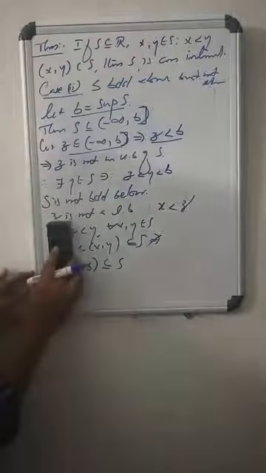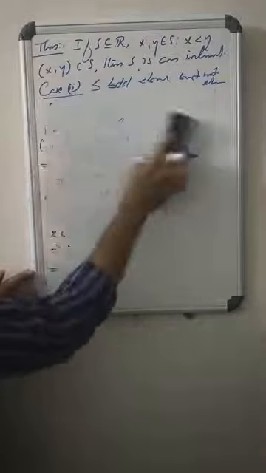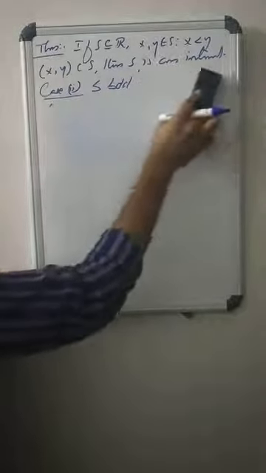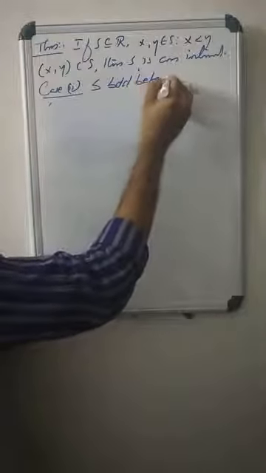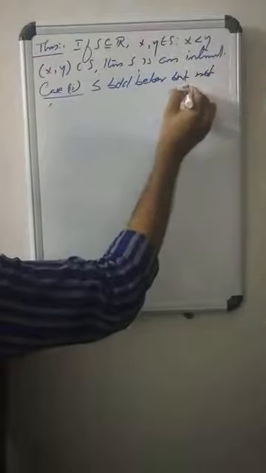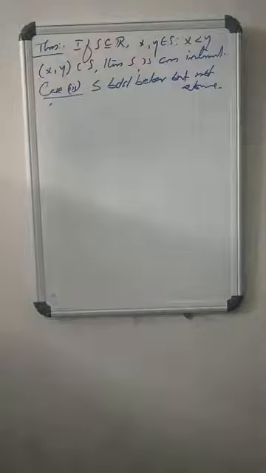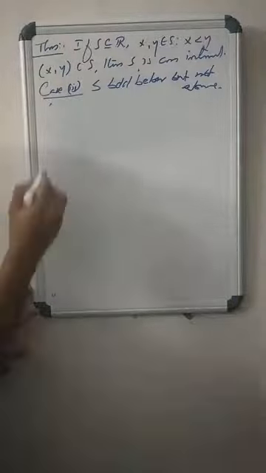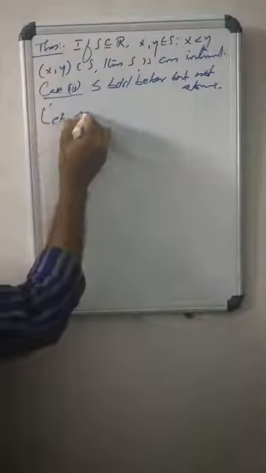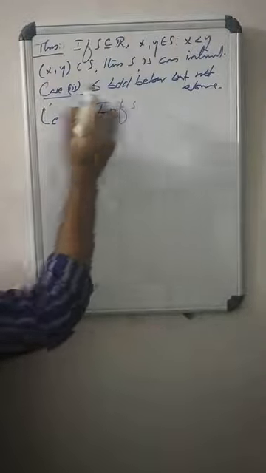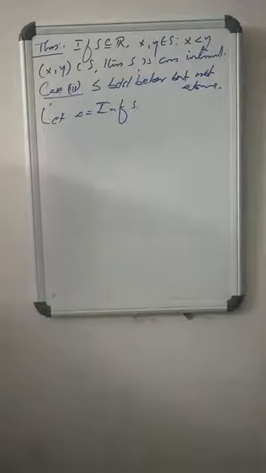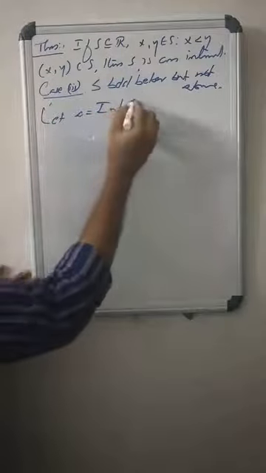Now we discuss the next case. S is bounded below but not bounded above. Since S is bounded below, by the completeness property its infimum exists. So let A equal the infimum of S. A equals the infimum of S means what is S?